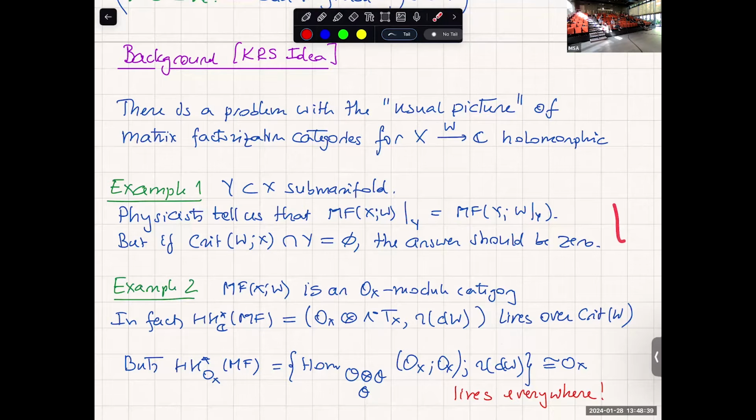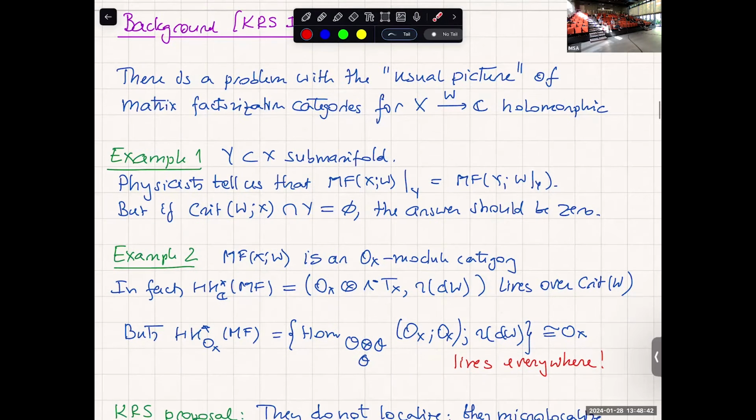So this doesn't work. The second one is a calculation that you can do as an exercise. Now, the matrix factorization category is always a module category over the functions on the base. And you can compute its Hochschild cohomology by a complex. We saw in a talk yesterday the usual polyvector fields with differential given by contraction or differential of W.